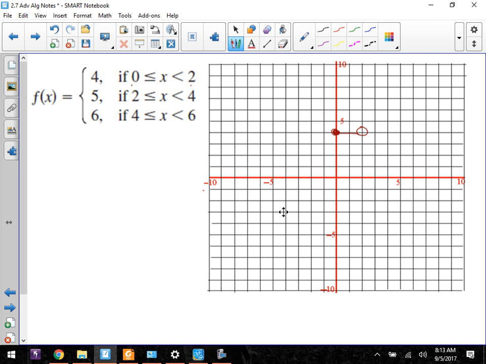Correct. And then once it hits 2, it changes its step to include to open. And then once it hits 4, it takes the next step.